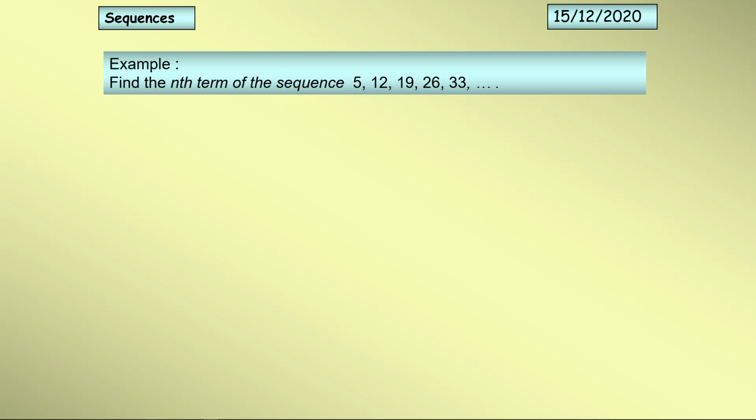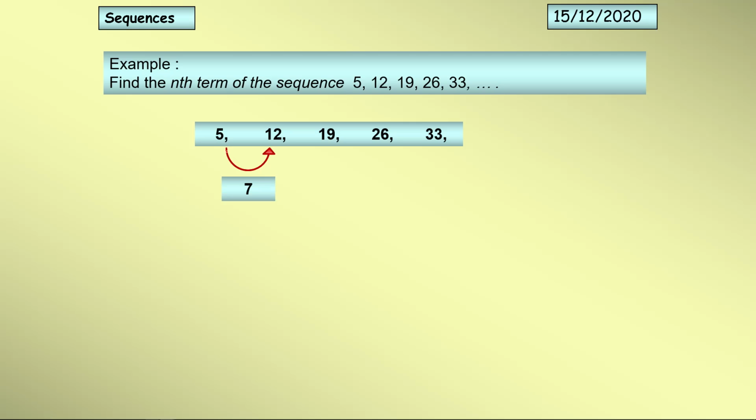Let's try another one. So find the nth term of the sequence 5, 12, 19, 26 and 33. Let's draw them. And then let's see what's going on from term to term. It's going on from there to there. Oops. Let's do it by hand. That's going to be plus 7. If it goes again, that's another 7. Add 7 again. And add 7 again. So because it's adding 7 each time, it's a 7 times table, 7n.